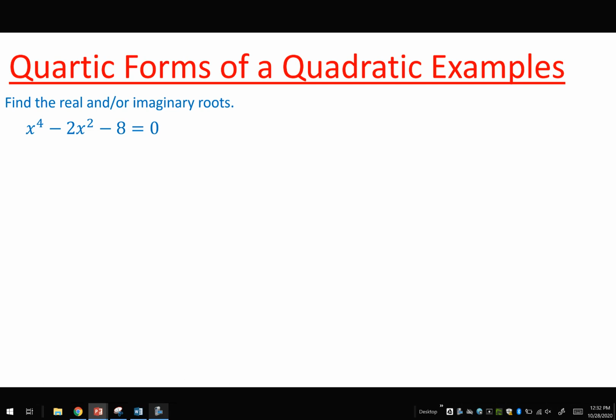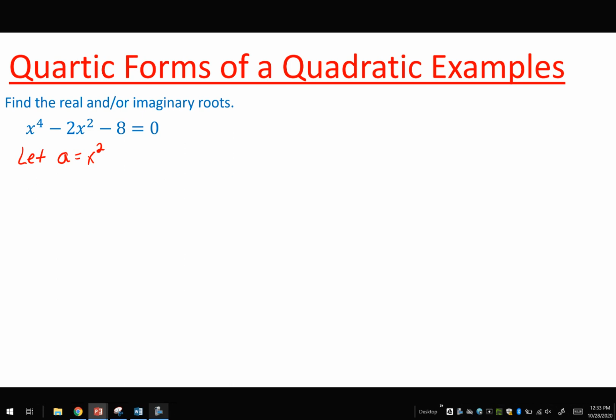So if I had this, x to the 4th minus 2x squared minus 8 equals 0, and I want to solve this. I'm trying to figure out what values will get me 0 as an output. I'm going to let my variable a be the same as x squared. So I'm introducing this in the problem. This was not there to begin with. I'm creating a special rule essentially so I can solve this problem, where I let a be x squared.